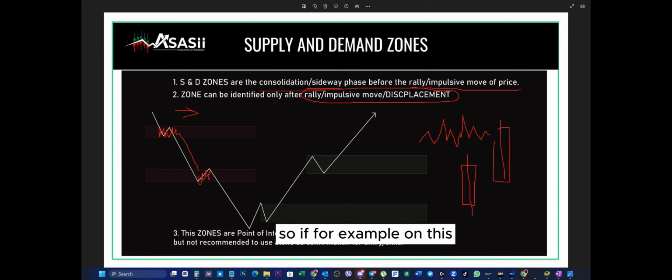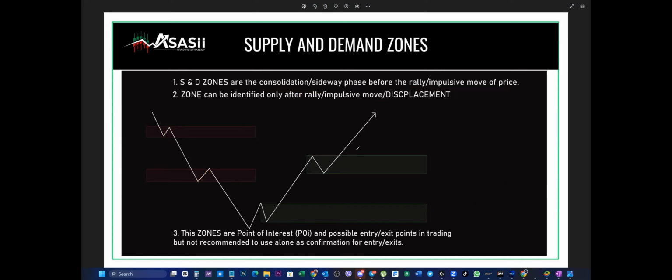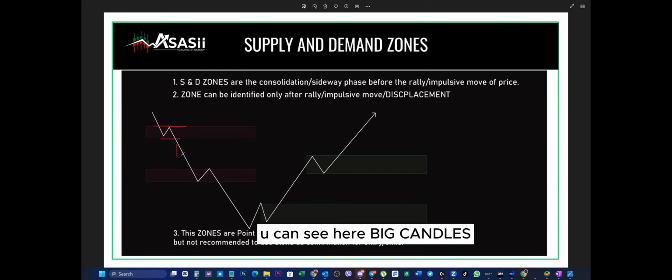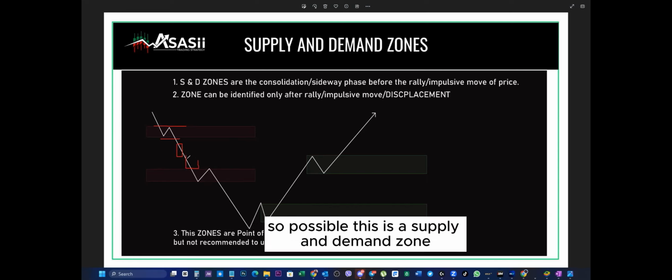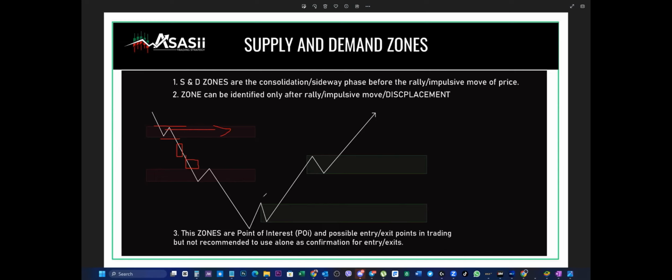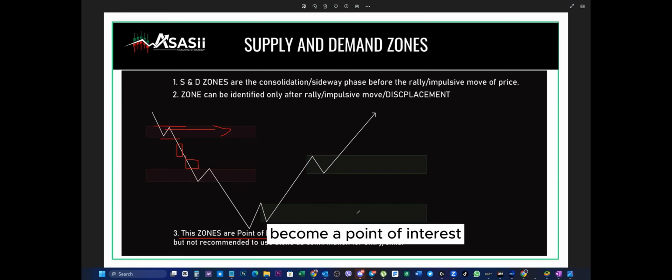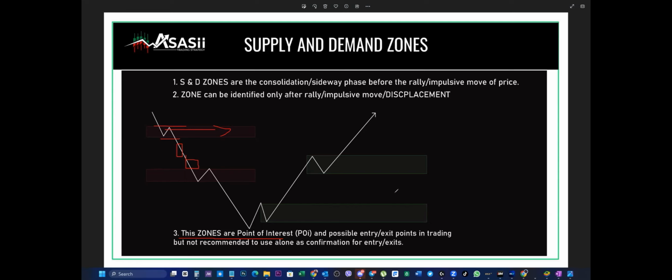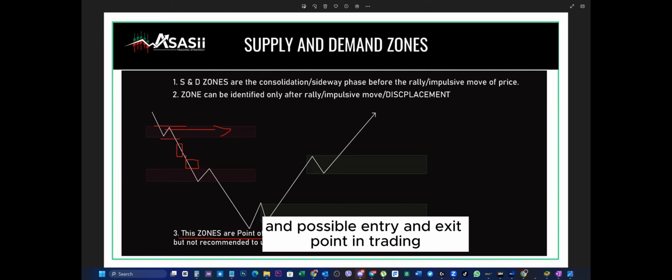So for example, on this diagram, okay, you will see some big candles here. So possibly this is a supply and demand zone. And this zone becomes a point of interest and possible entry and exit point in trading, but it is not recommended to use alone or as confirmation.